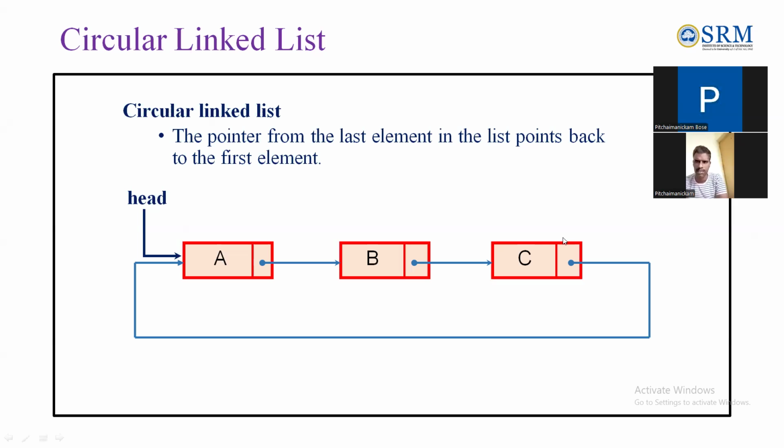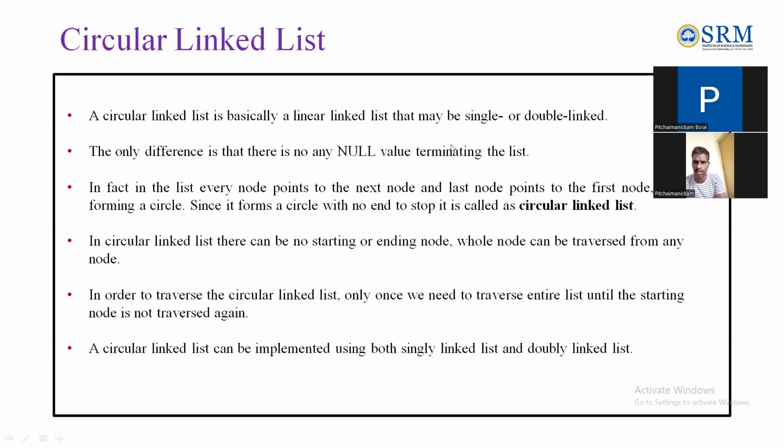So for considering this one, B is the data and B is pointed to C. Again C is the data and it should be pointed to A itself. So this is the circular representation of the given list. You just see this. This is one of the best examples of a circular linked list.